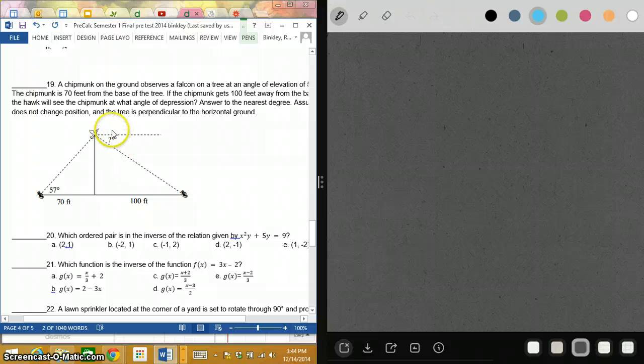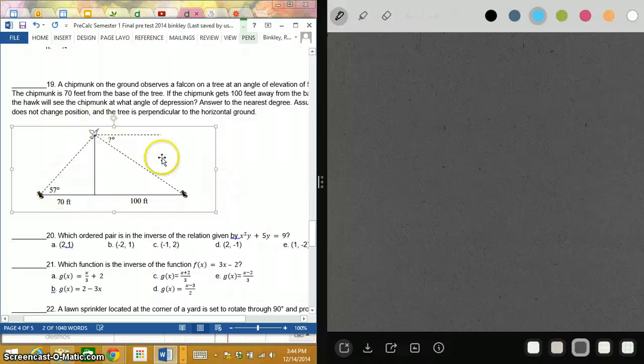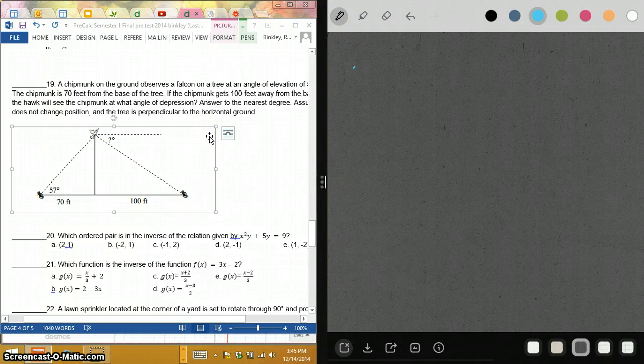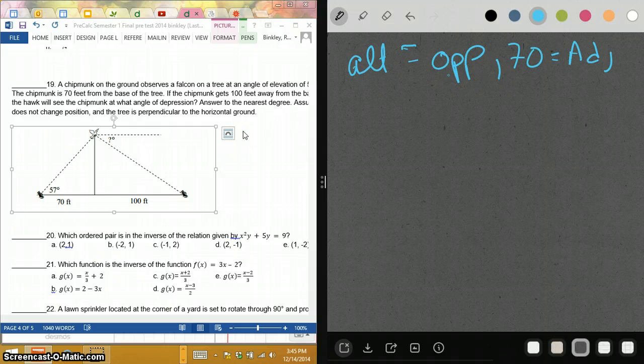We're looking for this angle with the question mark. Don't forget that the angle with the question mark is the same as this angle here. The first thing we want to do is find the altitude of this big triangle. If I'm looking at my original angle, which is 57 degrees, the altitude is the opposite, right? And I also have 70, which is the adjacent. So I have the opposite and the adjacent.